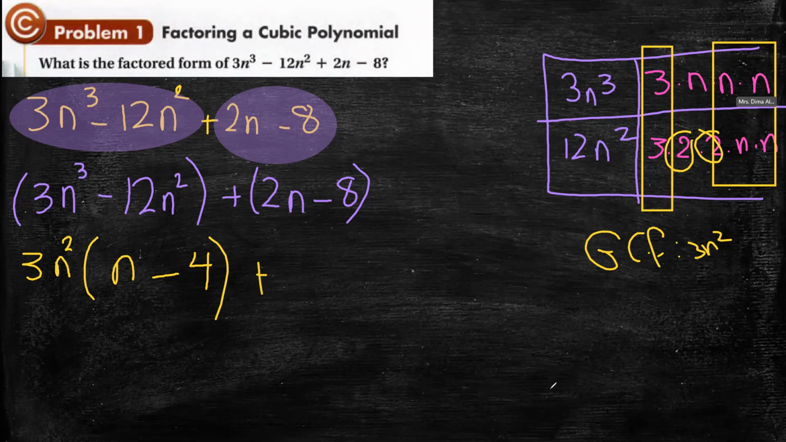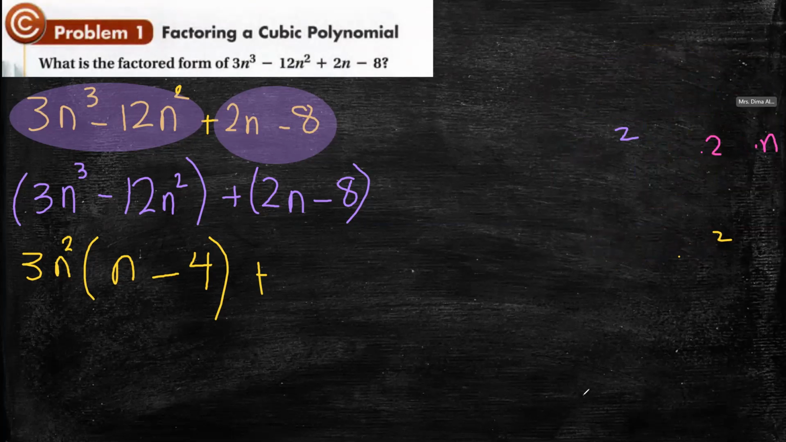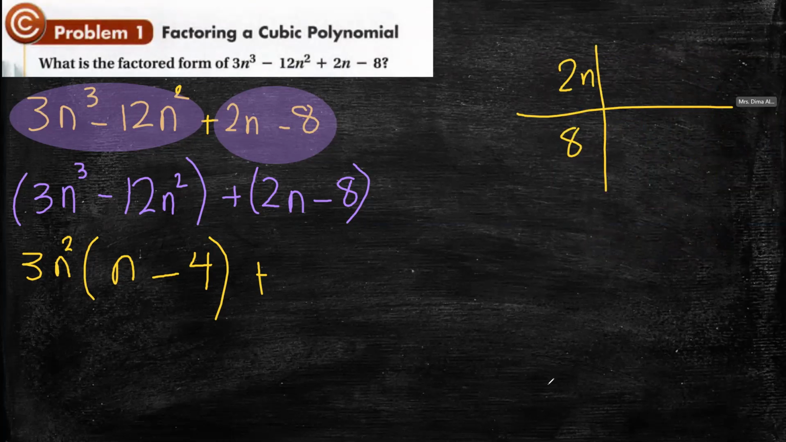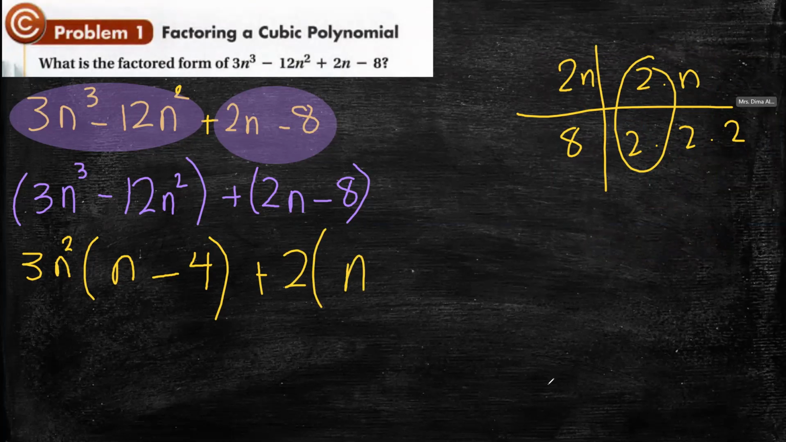Then plus, here we have to do the same now, but with the second pair. We put 2n and 8. Let's factorize them here. 2 and n, 2 and 2 and 2. So the common factor here is 2, and n is left here, minus 4. So here now we have 3n squared times n minus 4 plus 2 times n minus 4.